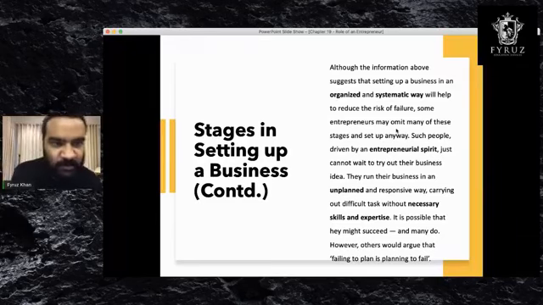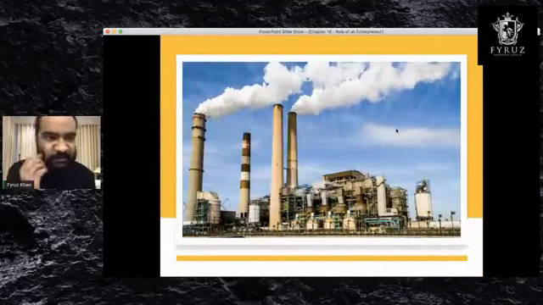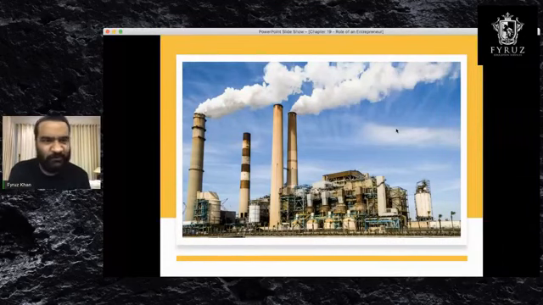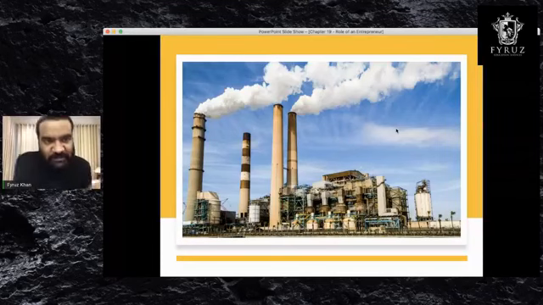Let's talk about it. Look at this picture. What is this? Is this a picture of a factory? It can be a chemical factory, it can be any kind of factory. So this is a picture of a factory, and it is a business, right? It falls under the secondary sector, the manufacturing industry. That's what it is known as.